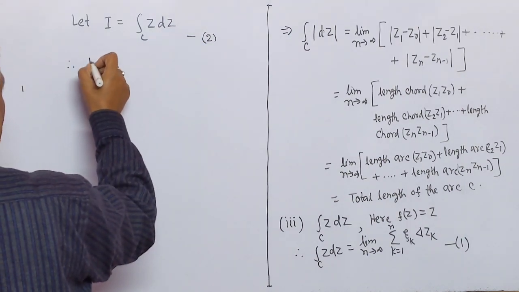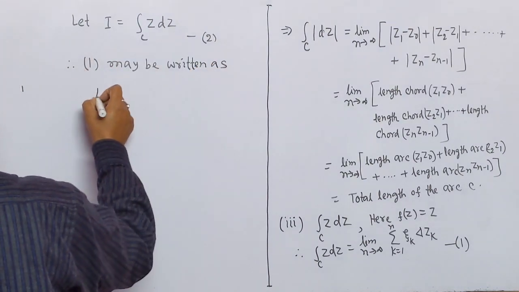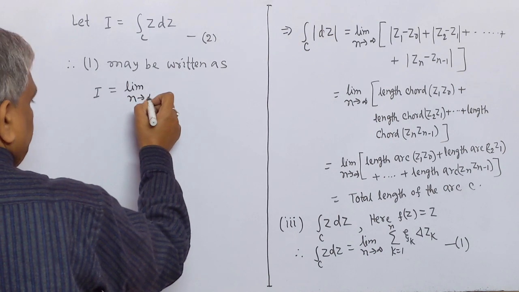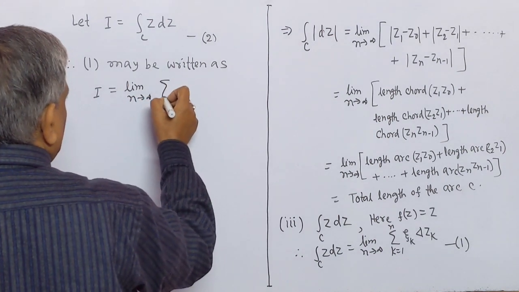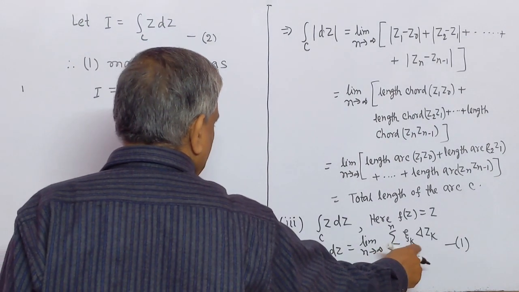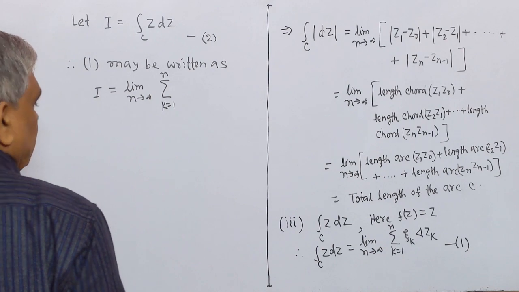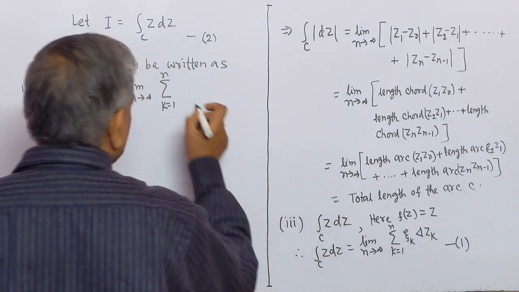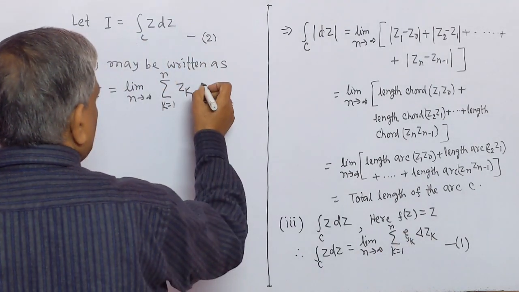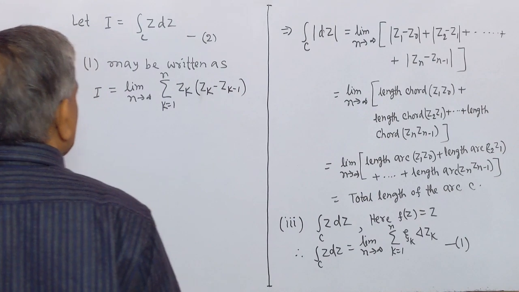Therefore, 1 may be written as I equal to limit n tends to infinity sigma k equal to 1 to n. Since xi_k is an arbitrary point in the interval, we may write here z_k, delta z_k means z_k minus z_{k-1}. This is number 3.